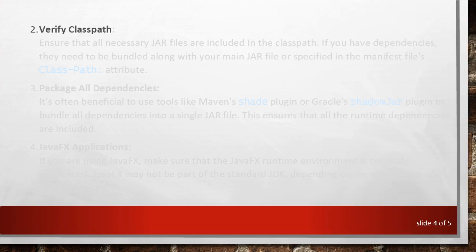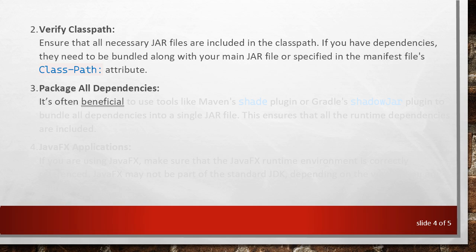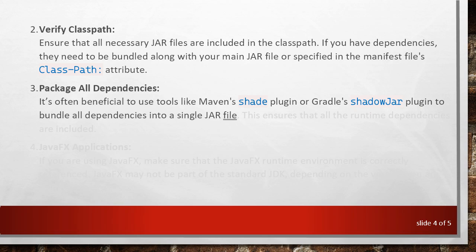Verify class path. Ensure that all necessary jar files are included in the class path. If you have dependencies, they need to be bundled along with your main jar file or specified in the manifest file's class path attribute. Package all dependencies. It's often beneficial to use tools like Maven's Shade plugin or Gradle's Shadow Jar plugin to bundle all dependencies into a single jar file. This ensures that all the runtime dependencies are included.